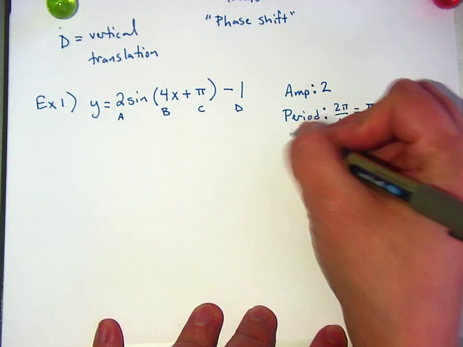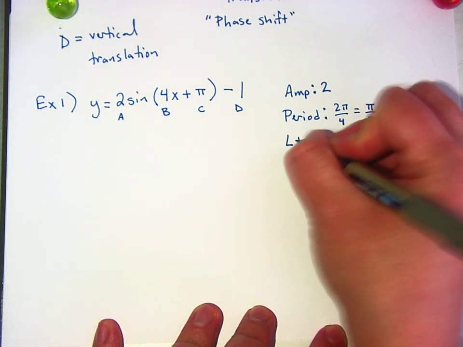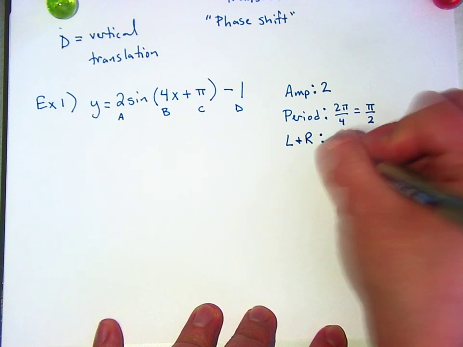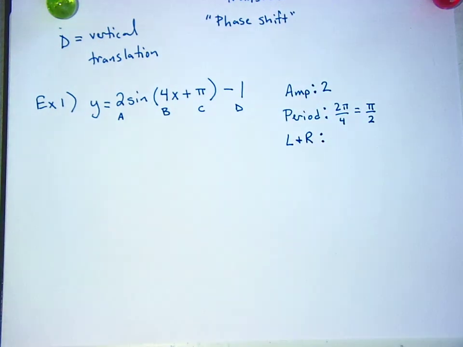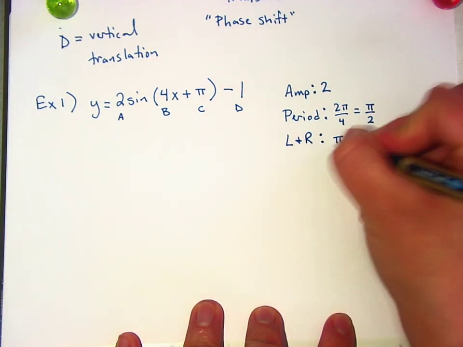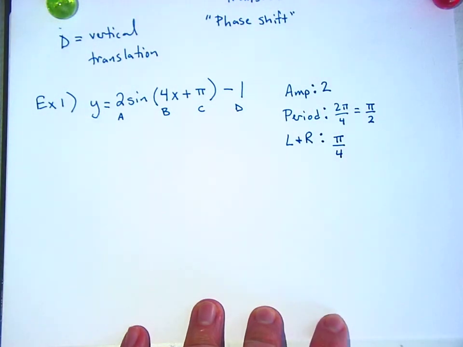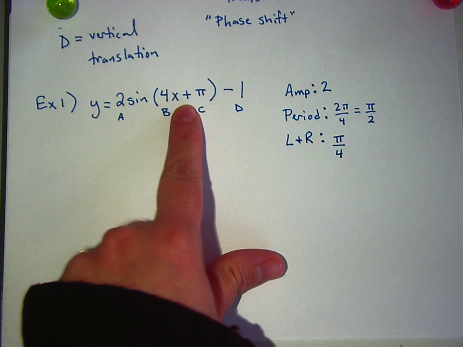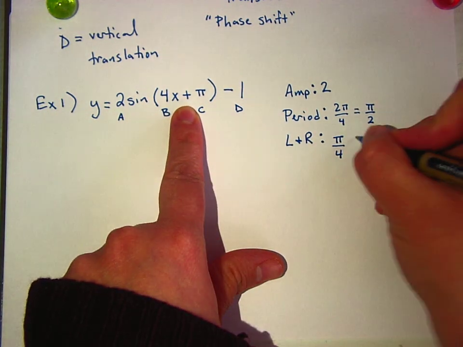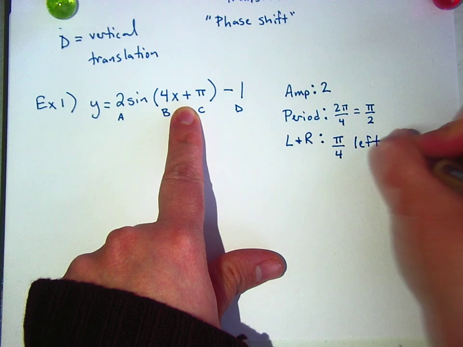Okay, how about the phase shift? How far is it going to go left and right? We're going to take C divided by B. So what's C? Pi, and B is 4. So it is pi over 4. And is it shifting left or right? This is a plus, so it's going to the left. Remember, it's the opposite of what you think.